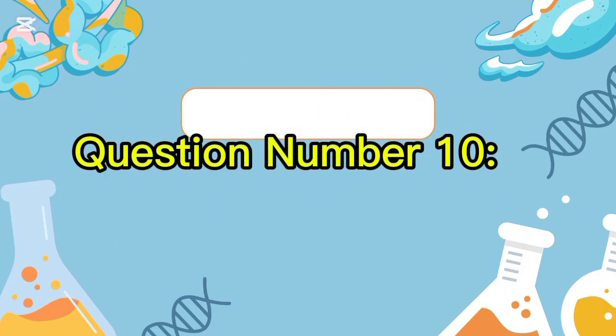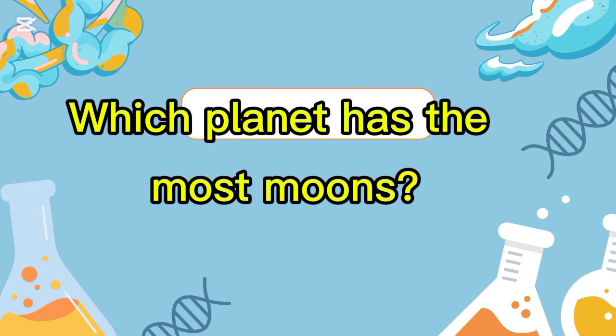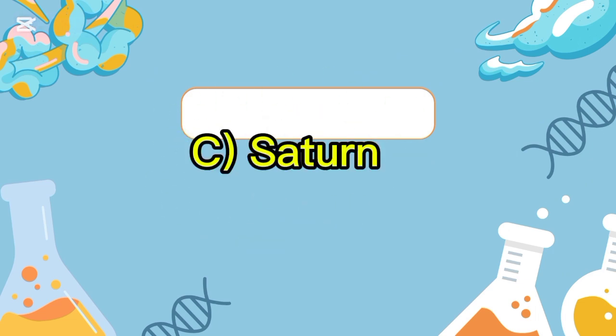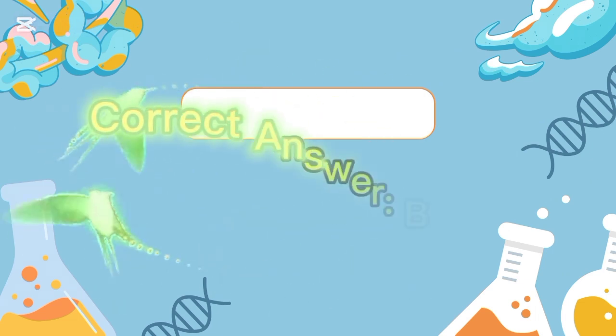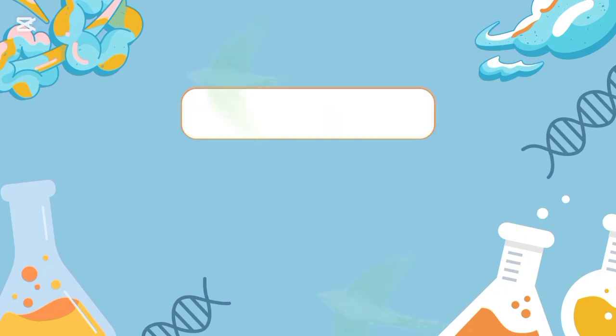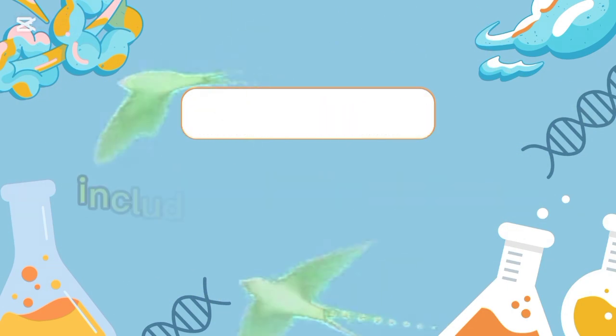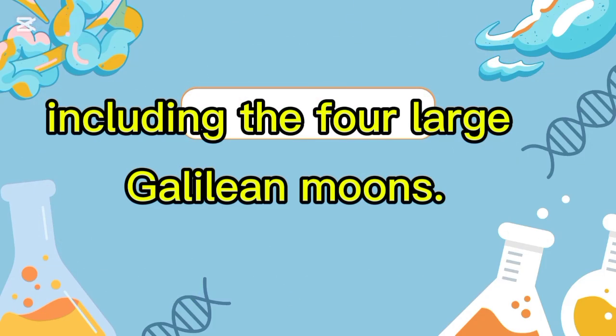Question number 10. Which planet has the most moons? A. Earth. B. Jupiter. C. Saturn. D. Neptune. Correct answer, B. Jupiter. Explanation. Jupiter has over 90 known moons, including the 4 large Galilean moons.